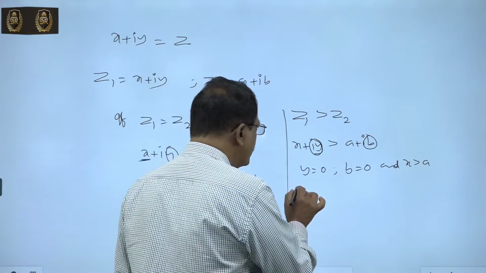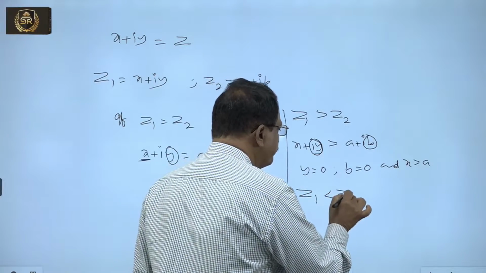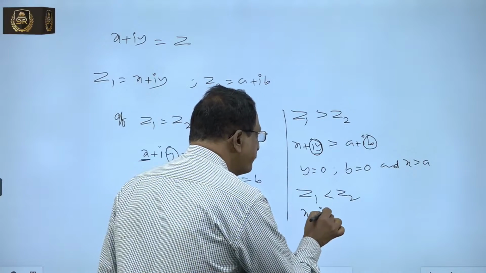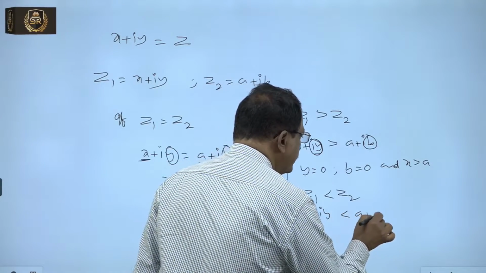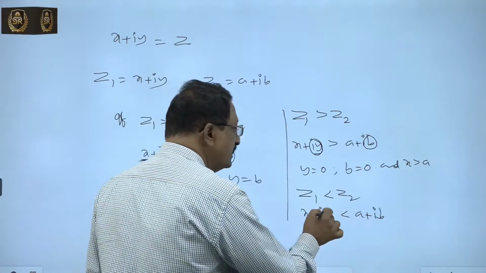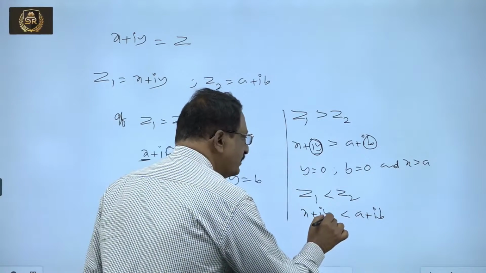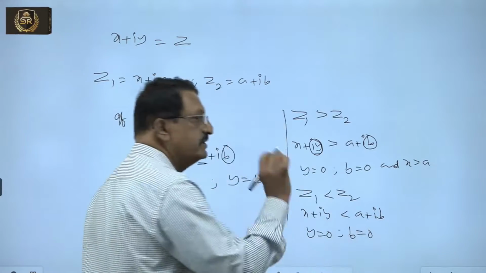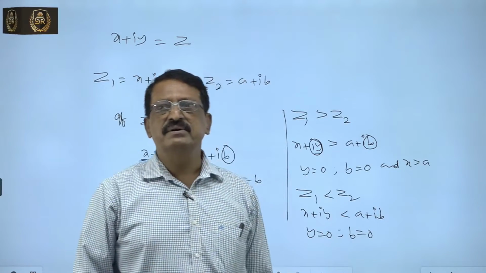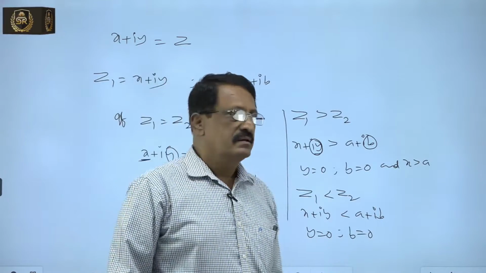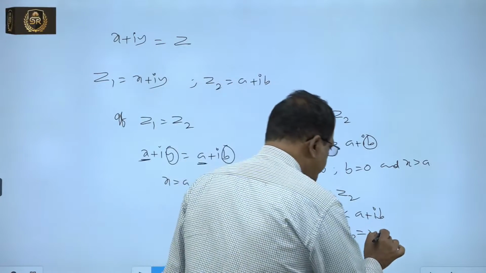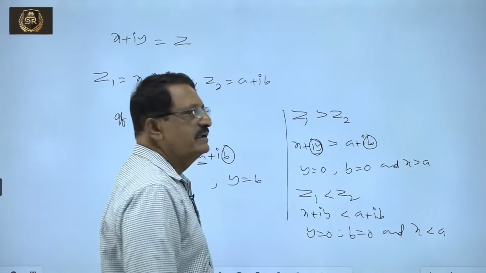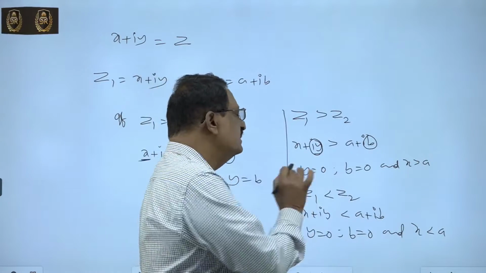Similarly, z1 less than z2, means x plus iy less than a plus ib, is defined only if the imaginary parts are 0, means y equals 0 and b also equals 0. Only then is the inequality defined, and x must be less than a, then z1 is less than z2.